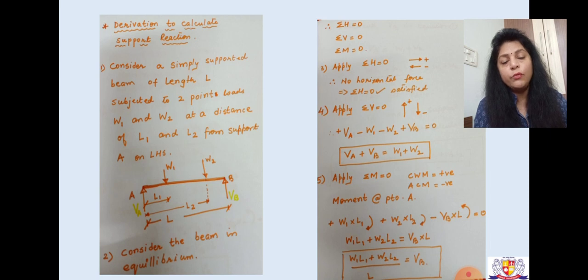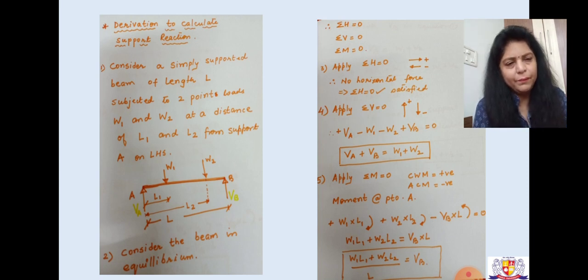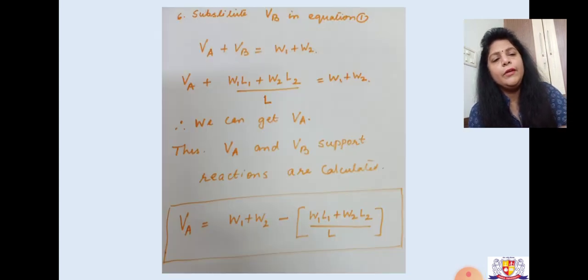So here it is, VA and VB. I want to find out from this equation the reaction, and the reaction is VB. So (W1L1 + W2L2) upon L will give you the value of VB. Now I have obtained VB, I can substitute in equation 1, that is VA + VB = W1 + W2. So I will get the value of VA.